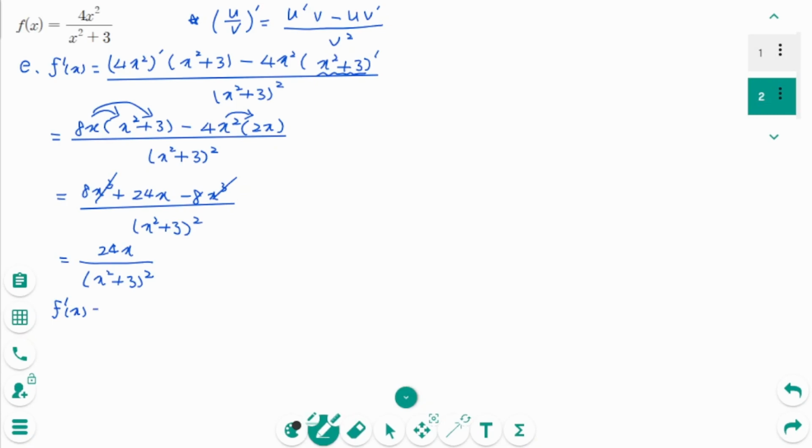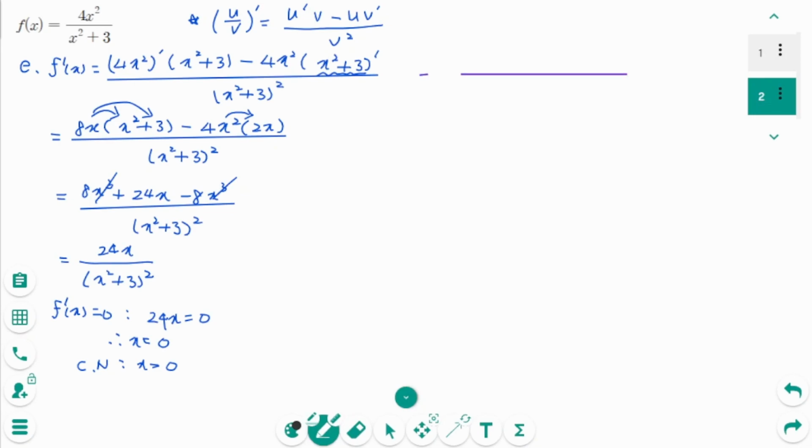f prime of x equals 0. That means the numerator is 0, which is 24x equals 0. So x equals 0. The critical number is x equals 0.